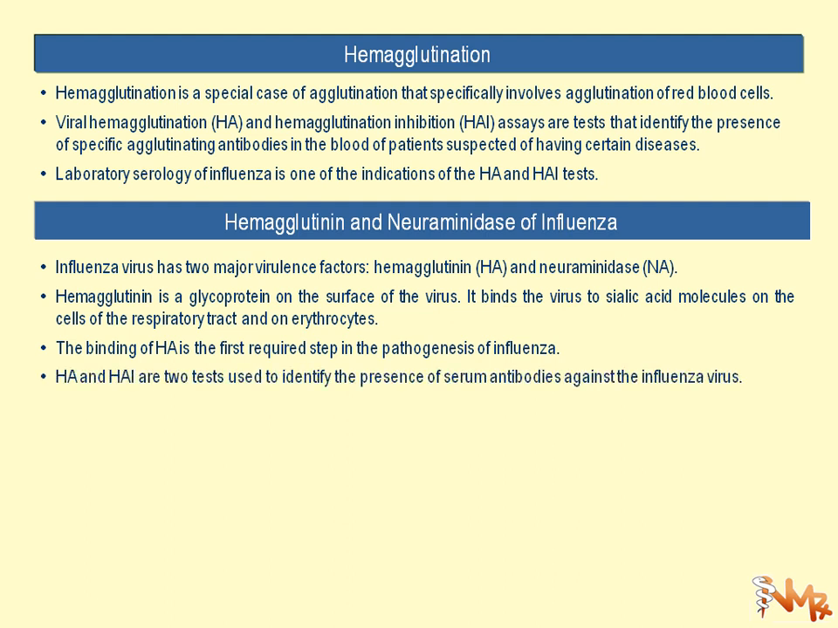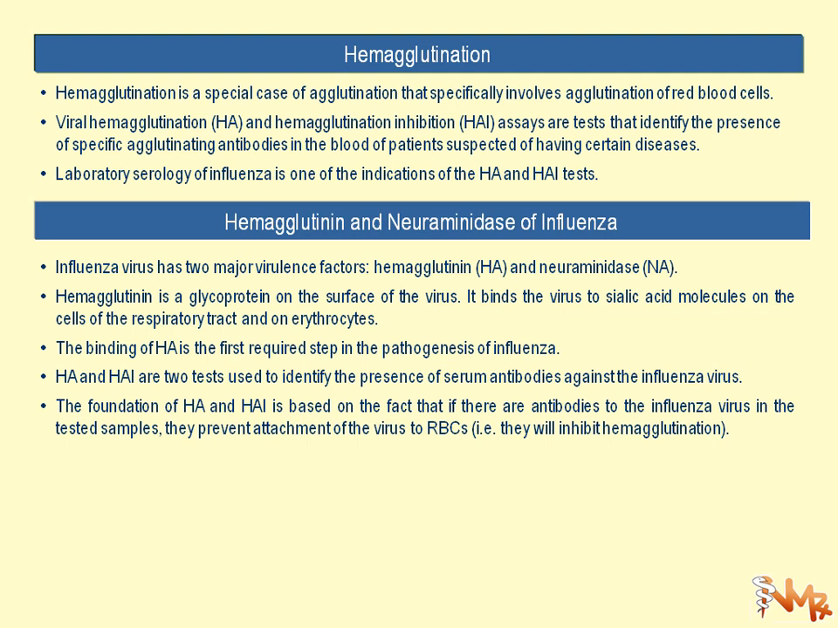HA and HAI tests are used to identify the presence of serum antibodies against influenza virus. The foundation of these two tests is based on the fact that if there are antibodies to influenza virus, as you see in a patient who has contracted influenza, in the tested samples, they prevent attachment of the virus to the red blood cells. In other words, they will inhibit hemagglutination.